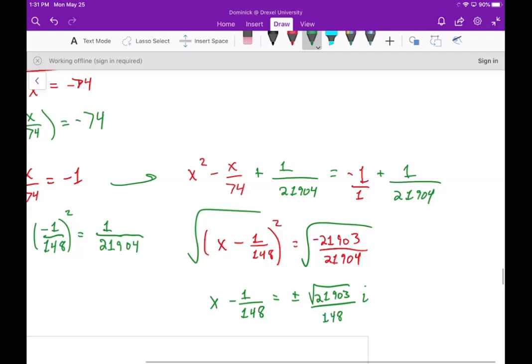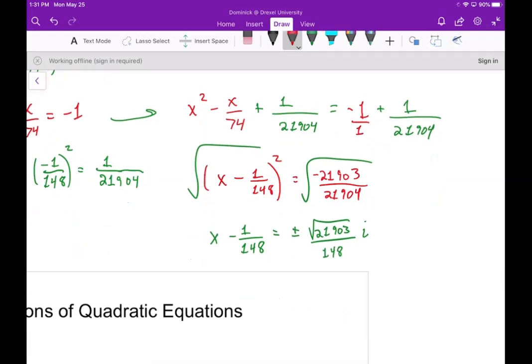Since we have the negative. And now we just need to add 1 over 148. So we're going to get that x is equal to 1 over 148 plus or minus the square root of 21903 over 148 times i. All right, so that's our answer for that one.